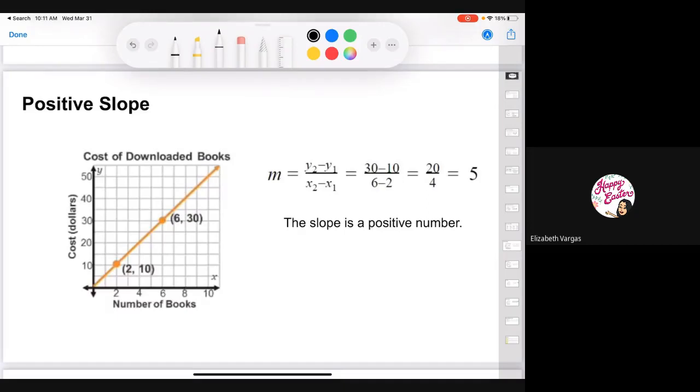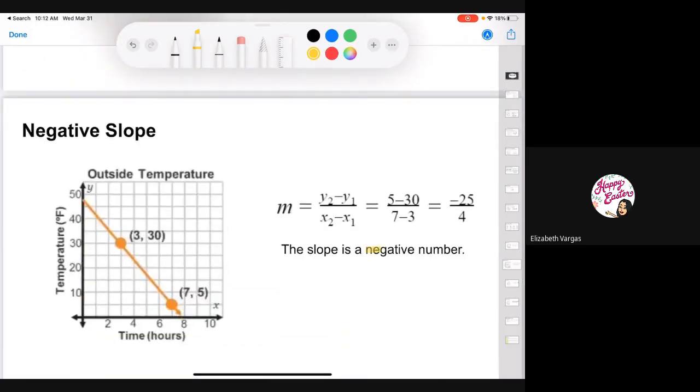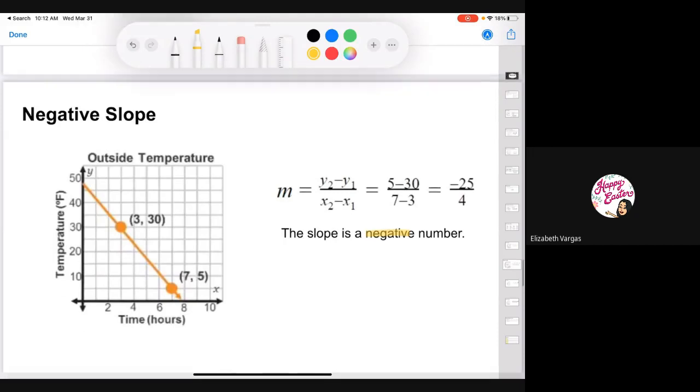So another unique thing about these types of slopes is that whenever you have a positive slope, you'll actually get a positive number as a result of finding the slope. So you'll plug your points into the slope formula, and you'll get a positive number. Here you have a positive 5, and so you'll know you have a positive slope because you have a positive number. Well, when you have a negative slope, you'll get a negative number. So when you plug this in, what you'll get is a negative number. So negative 25 minus 4 is actually negative 6.25. And that's a negative number. And because it's negative, we know we have a negative slope.